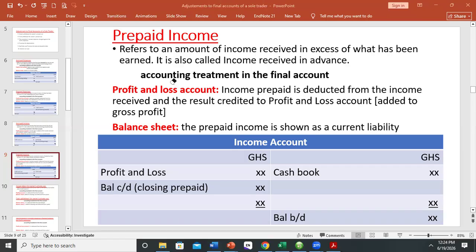Or let me not use the shoe. You are a landlord, you have a building, and a tenant comes. The tenant is supposed to pay 1,000 cedis for 1 year, and then the tenant pays for 2 years, which is 2,000 cedis. Technically, if you are preparing your accounts for that first year, would you put in the total 2,000 you received, or only 1,000 as the rent income for that year?